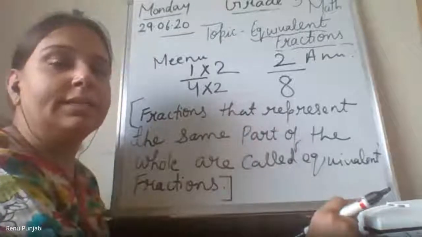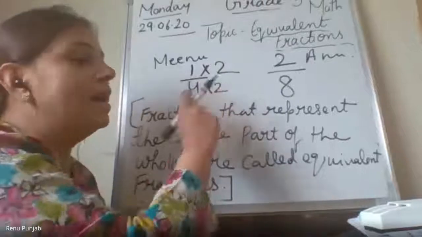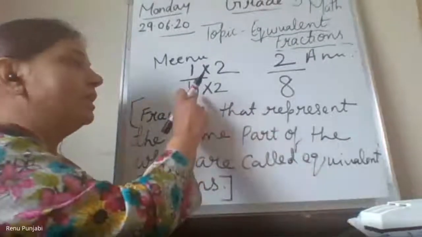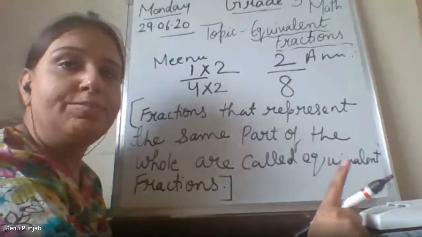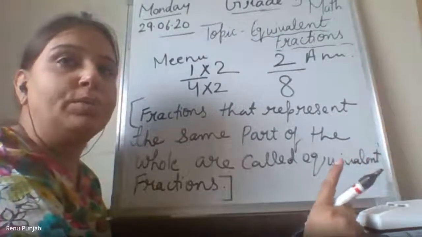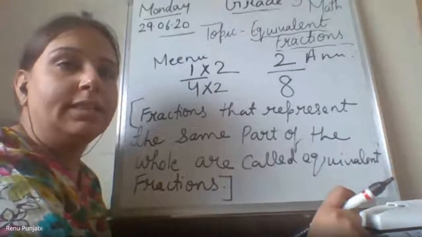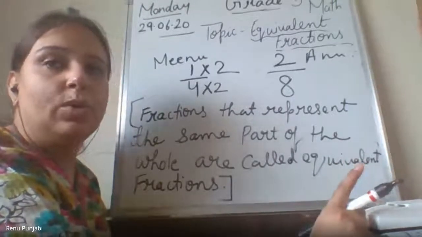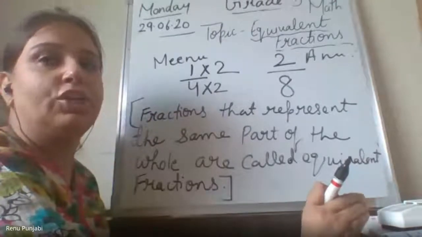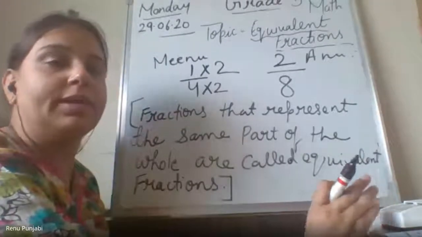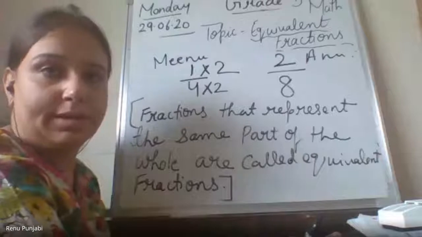Okay. But remember that we have to multiply the denominator and the numerator with the same number, except 0. We are not going to multiply numerator and denominator with 0. Except 0, you can multiply with 1, with 2, with 3 to make the fractions equivalent.